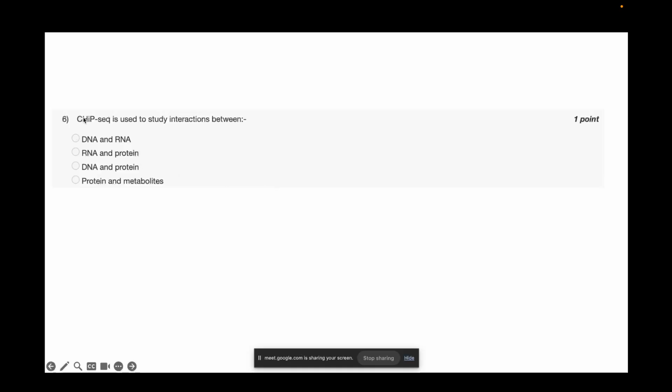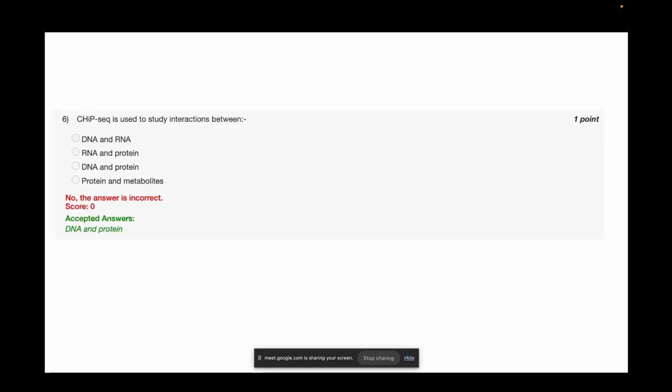I think this is a single option correct. You have circles, so this is a single option correct, and the answer is DNA and protein. ChIP-seq is basically chromatin precipitated. You have an antibody that binds to a particular protein that is bound to the DNA. So you have a DNA sequence, then a protein on top of the DNA sequence. You take another antibody, and the antibody will bind to the protein that is on top of the DNA sequence, and it will precipitate.